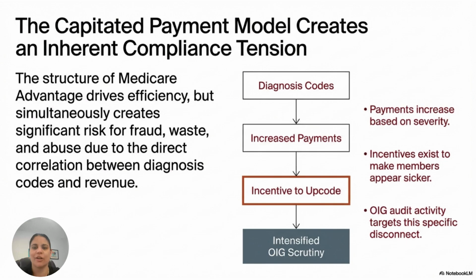Now let's get started. The Medicare Advantage payment structure creates a natural tension. And the reason is that because higher severity diagnoses lead to higher payments, there's always a risk of upcoding. So the OIG focuses on making sure diagnosis truly reflects clinical reality.